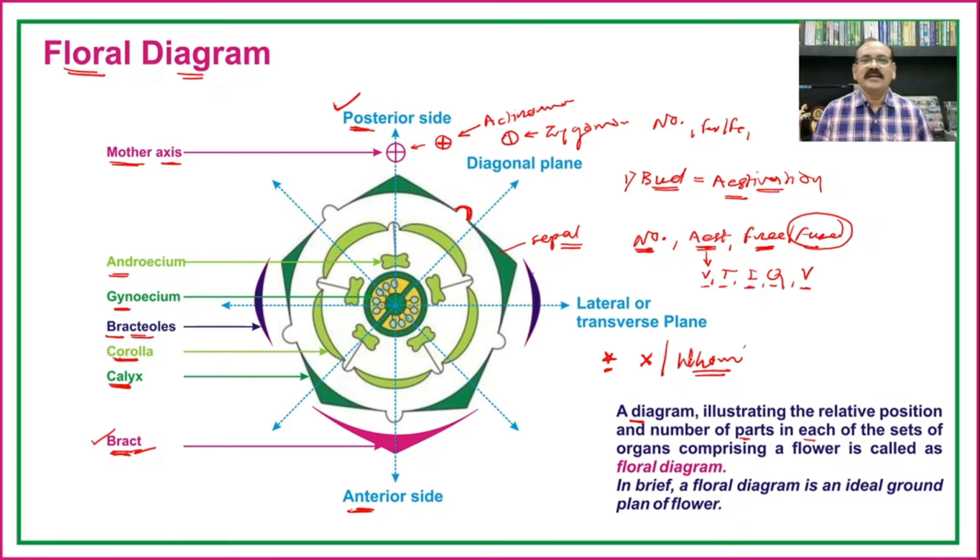So in this way, we can draw the floral diagram with every detail of the bract, bracteole, then calyx, corolla, androecium and the gynoecium. So we will have the complete details of the flower in the floral diagram, and hence it is said that it is a brief ideal ground plan of the flower. In the subsequent slide, we will see the different floral diagrams of the different families which are included in the syllabi of the UG and PG.